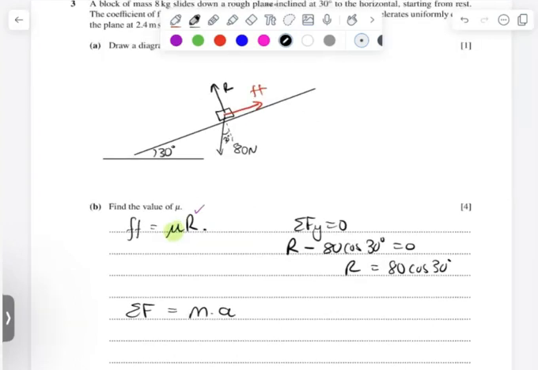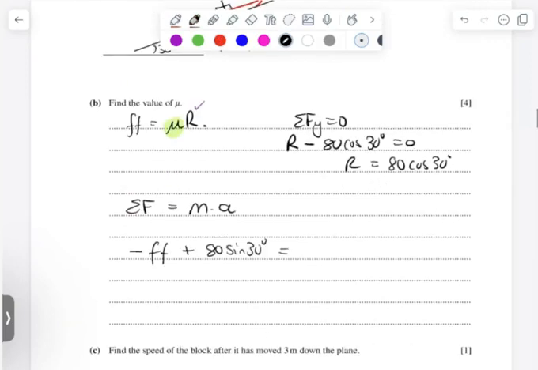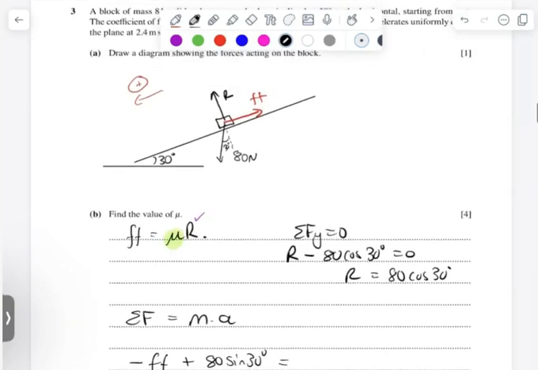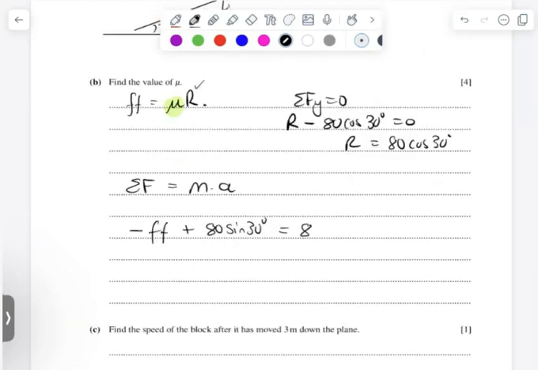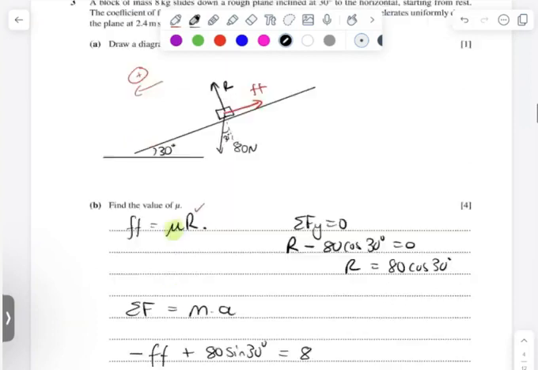If I look at the block, I'm going to look in the line of motion. So it's going down the plane. The only forces acting on the block in that line is my friction that's holding it back, and I'm taking down to be positive. And then I've got my 80 sine 30. So that's the weight component that is pulling it down. That is equal to my mass, 8 kgs, times my acceleration of 2.4.